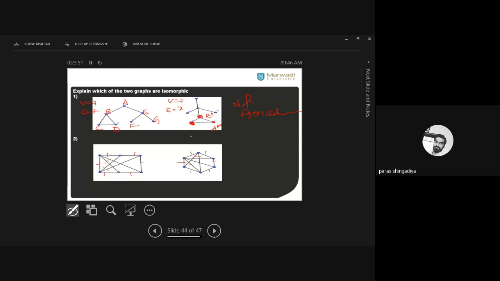Okay, 6 from outside and 3 plus 2 from inside. Okay, so it contains 11 edges, so they are not equal. Clear? Means it is not an isomorphic graph either. Clear? And you can also apply the one-to-one case here.